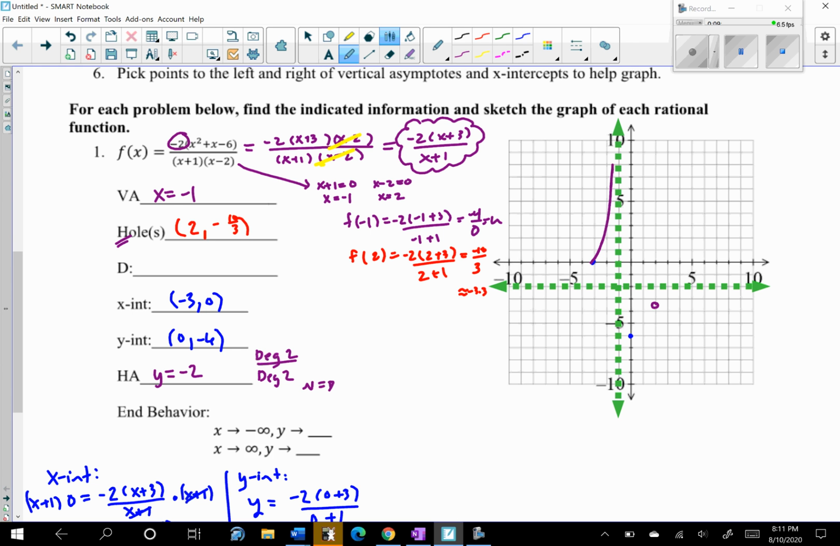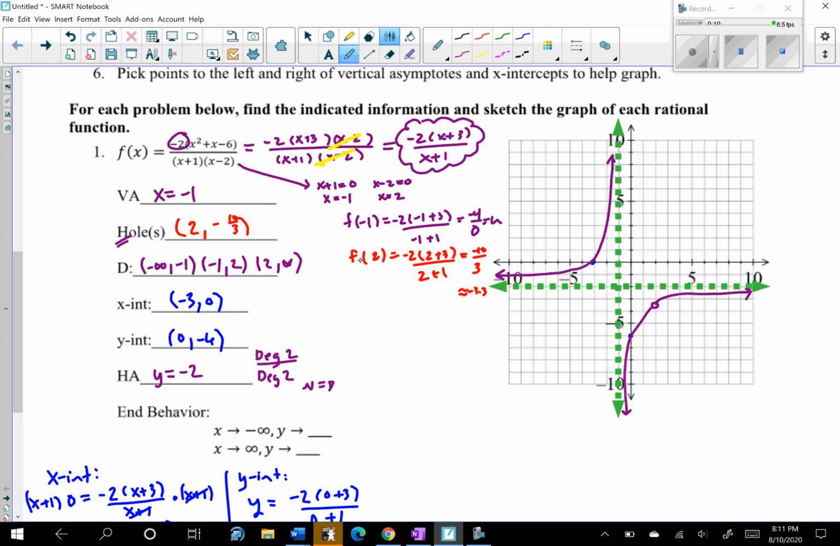We don't have to get any other values because we're just drawing the sketch of our graph with these values that we have. And so that would be the sketch of my graph. So the domain is all real numbers except for, of course, the vertical asymptote and the hole. So negative infinity to -1, union -1 to 2, union 2 to infinity would be my domain, because again, remember those were the values that we were concerned with.